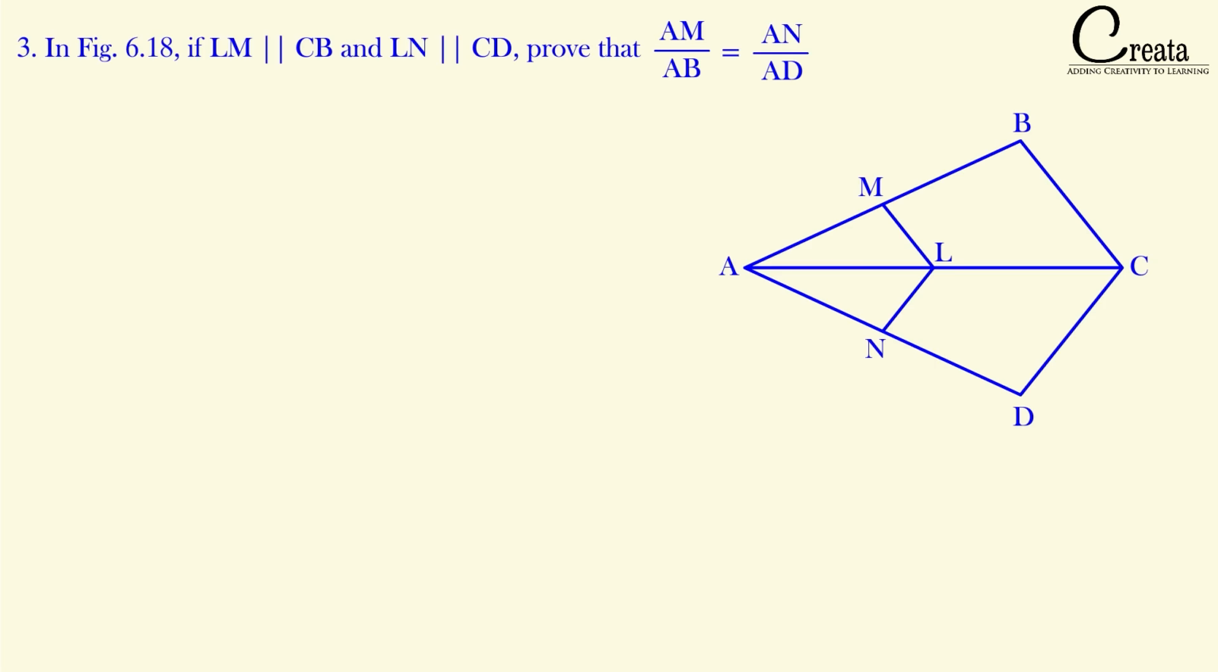In figure 6.18, if LM is parallel to CB and LN is parallel to CD, prove that AM upon AB is equal to AN upon AD.